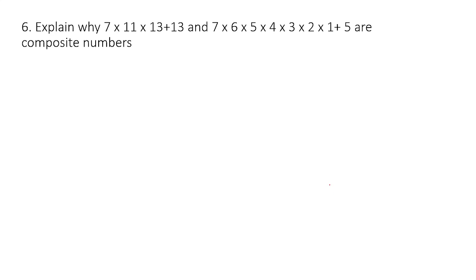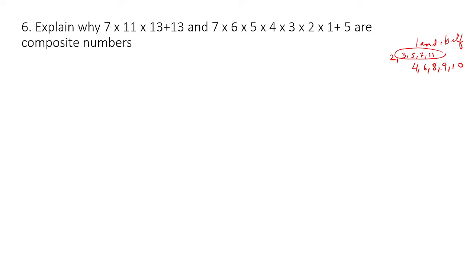The next question is: we should explain why this is a composite number. I hope you're clear with what a composite number is. A composite number basically has factors other than 1 and itself. Composite numbers are 4, 6, 8, 9, 10, and so on. And 2, 3, 5, 7, 11 are prime numbers. Please remember, 1 is neither a prime number nor a composite number.